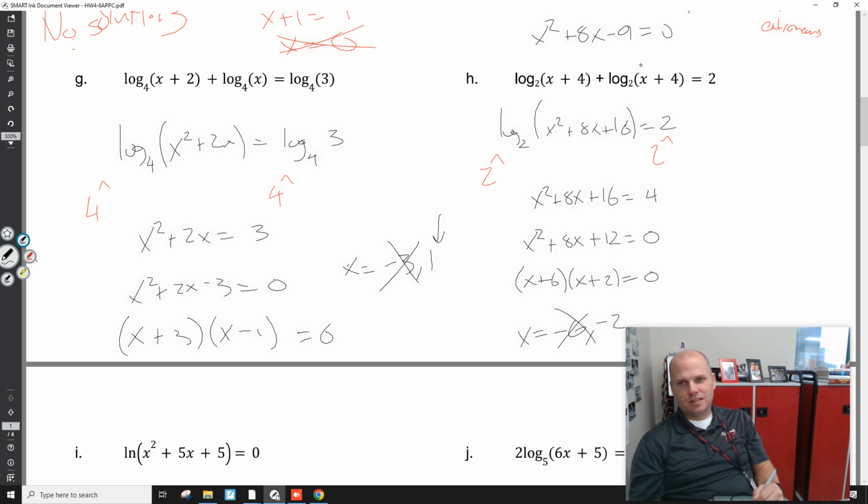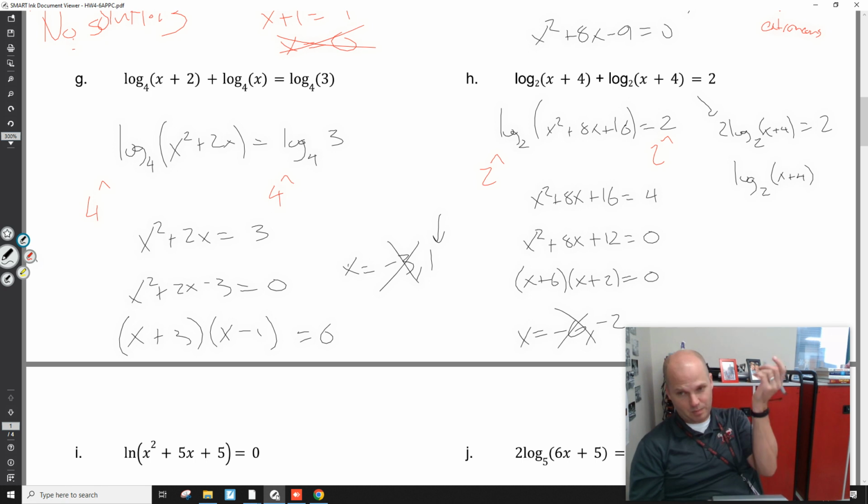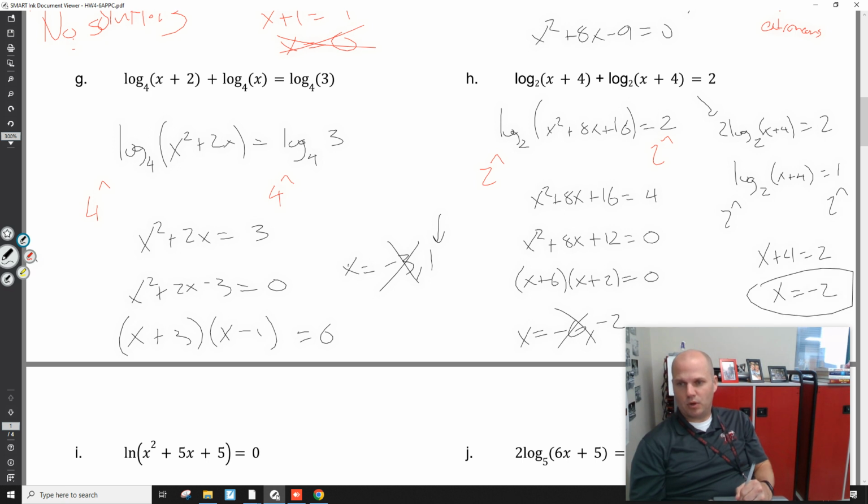You're adding two of the same logs. You could write this as 2 times the log base 2 of x plus 4 equals 2. I could divide by 2, giving me log base 2 of x plus 4 equals 1. You could also bring that 2 up to be a power, but I'm going to divide by 2. I'm going to take 2 to the power of both sides. It gives me x plus 4 equals 2. x equals -2. Boom. We don't get the extraneous solution if we do this. You just get the right answer for this type of problem. We'd be okay with it.